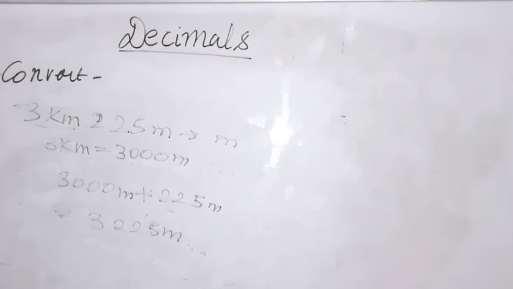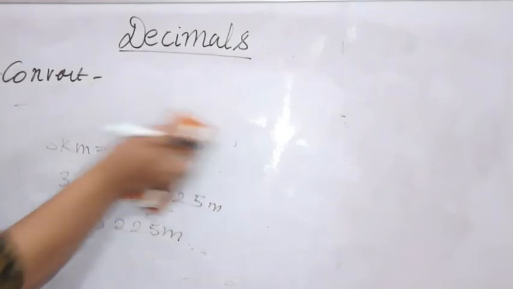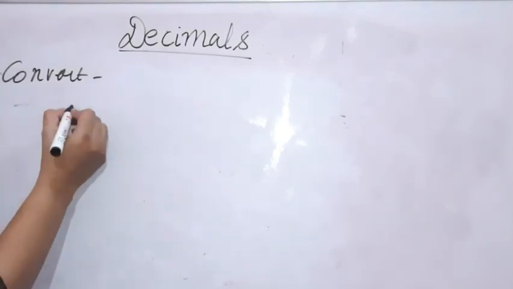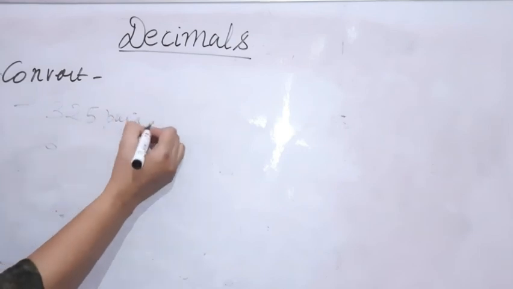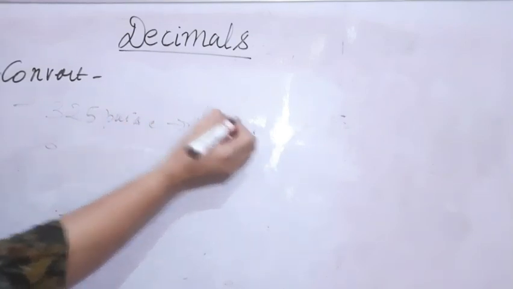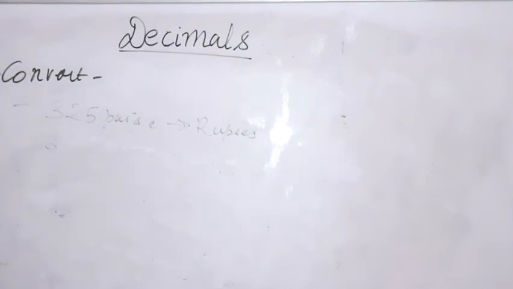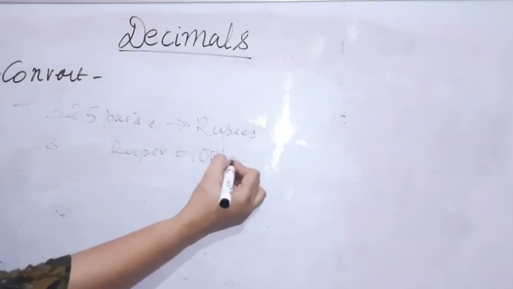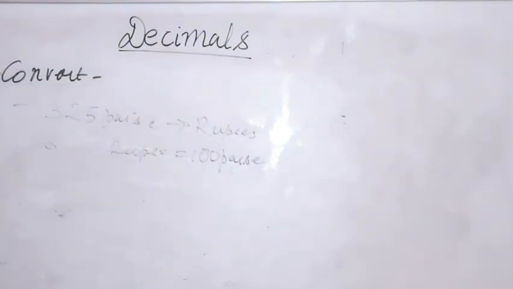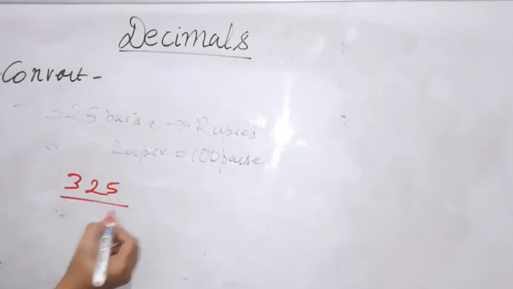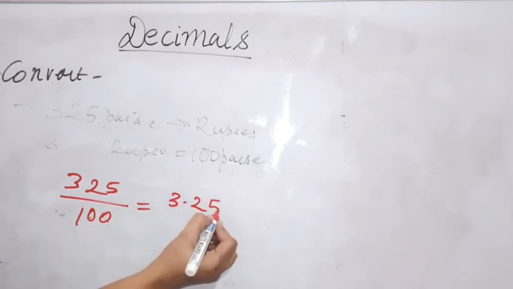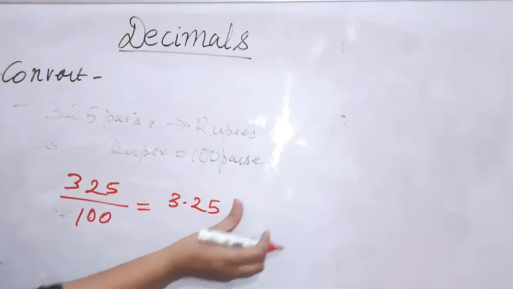If I talk about the questions which are based on division, that means from a smaller unit to a bigger unit, for example, you have to convert 325 paisa into rupees. Since paisa is a smaller unit, you have to convert it into rupees. So 1 rupee is equal to 100 paisa. That means we have to divide, because we are going from a smaller unit to a larger unit. So 2 zeros, place a decimal point. So it will be 3.25 rupees.